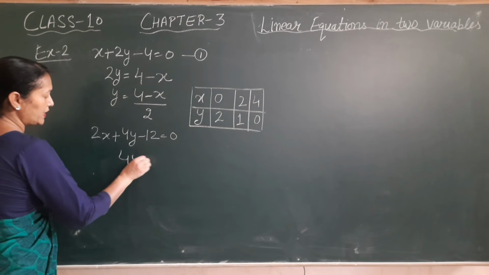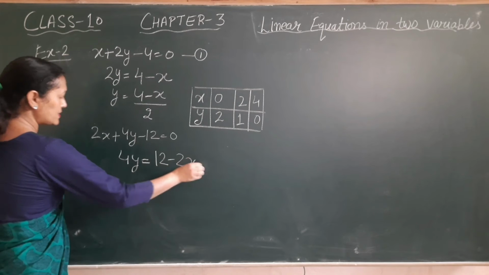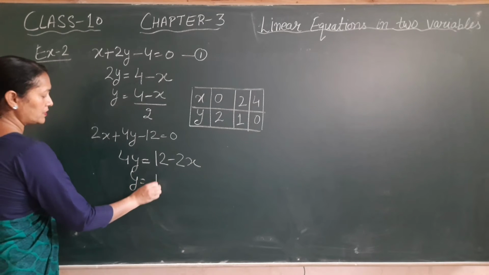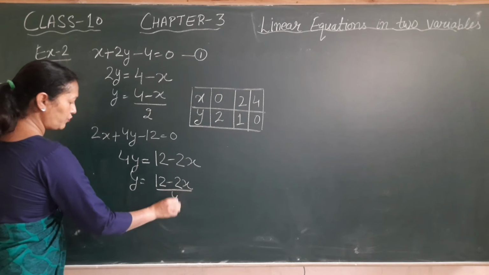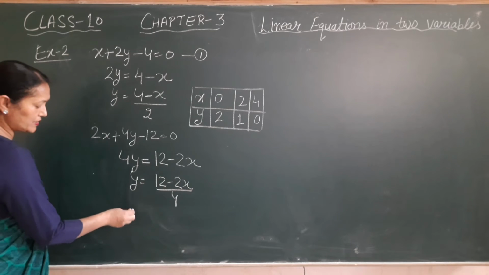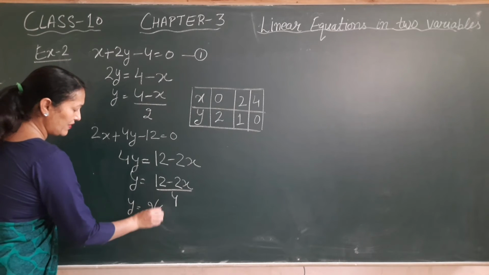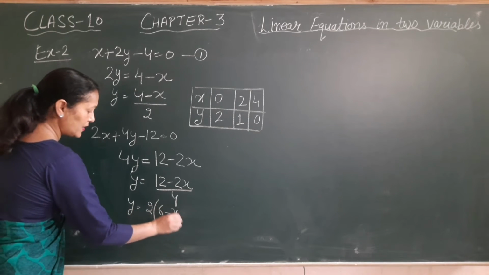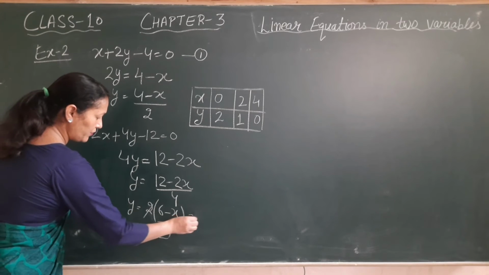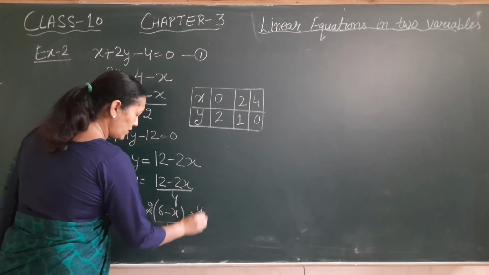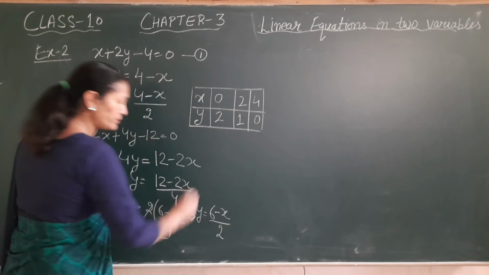Similarly for this equation, firstly rearranging the terms, it will be 12 minus 2x, then 12 minus 2x upon 4. Or what we can do is take common and do cutting. If we take 2 as common, we will be left with 6 minus x upon 4. So after cancellation, we have got the equation as y is equal to 6 minus x upon 2.